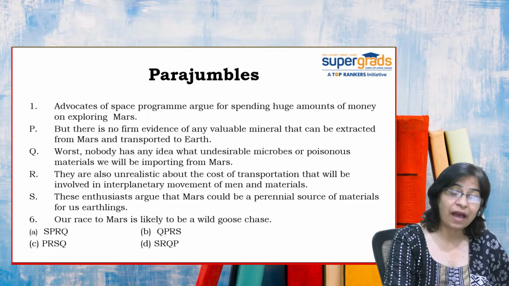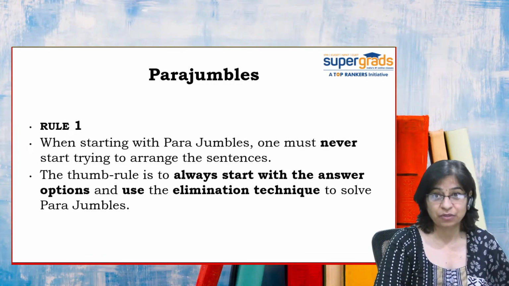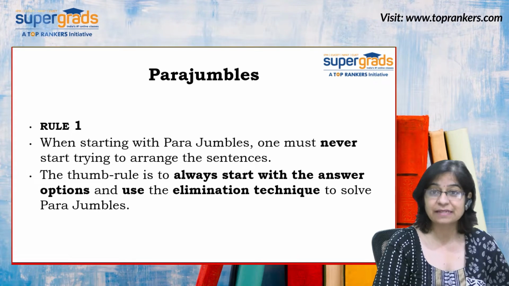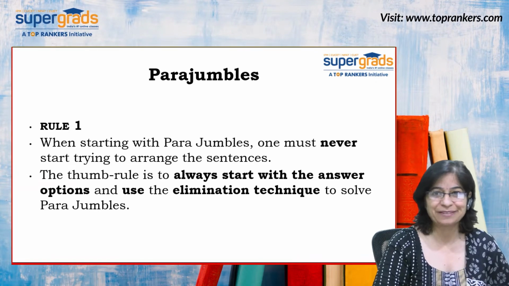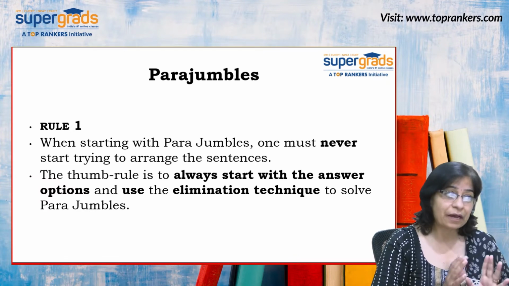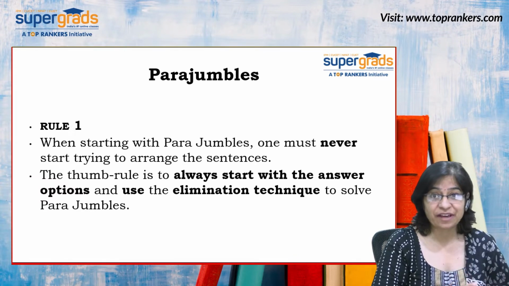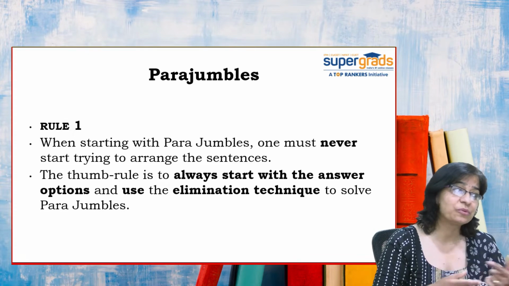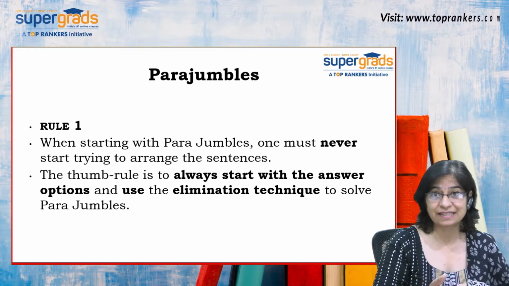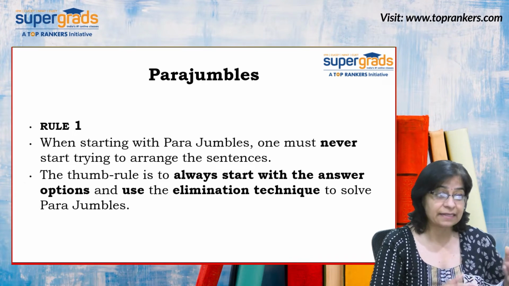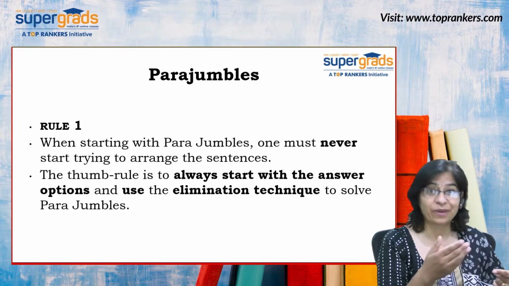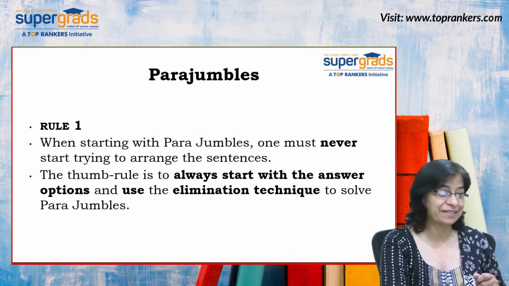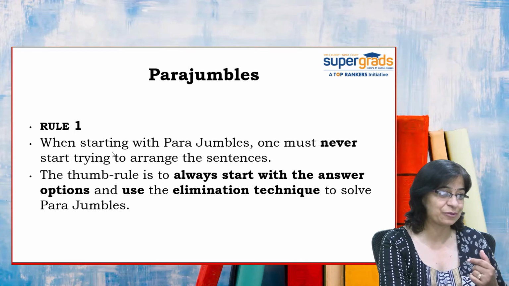Now, before I give you the answer to the para-jumble discussed, let me give you a very useful strategy that will help you deal with para-jumbles effectively. According to this strategy, never try to start arranging sentences as you try to unjumble the sentences. Instead, start with the answer options and see if you can work your way around it. Let's do this with the help of an example, the very example that I asked you to handle.